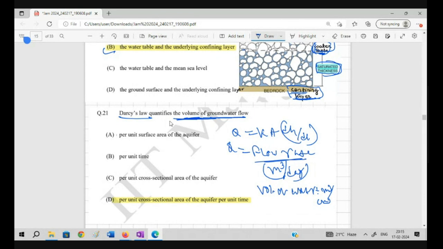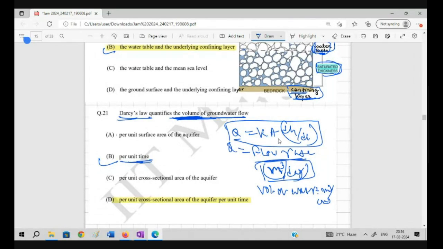Because in the question it is asked about the volume of groundwater per which quantity, it should be per time. Per unit time. Because Q, the flow rate, is expressed in units of meter cube per day. Meter cube represents the volume of groundwater, and it is divided by a time unit, whether it is a day or a second. So the volume of groundwater per unit time is described by Darcy's law.